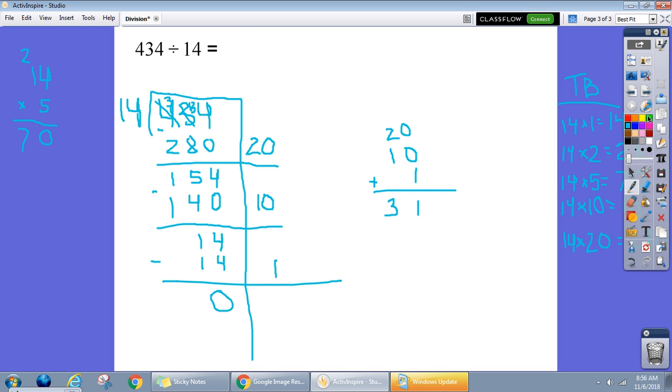If I wanted to check that, I could do 31 times 14. However, you usually do multiplication however works for you, if you do box method, if you hang the 0, whatever works for you. 4 times 1 is 4. 4 times 3 is 12. 1 times 1 is 1. 1 times 3 is 3. Add my numbers together to get 4, 3, 4. 434, which is what I originally started with up here in my problem.